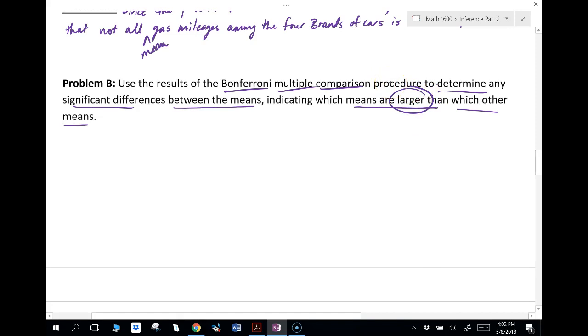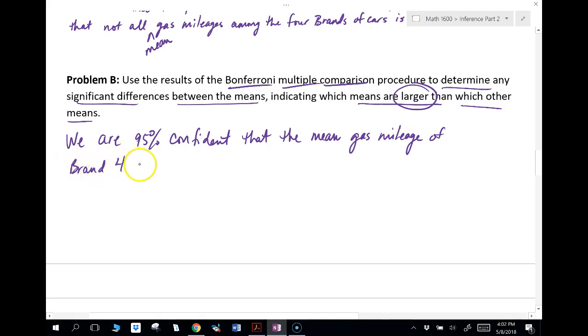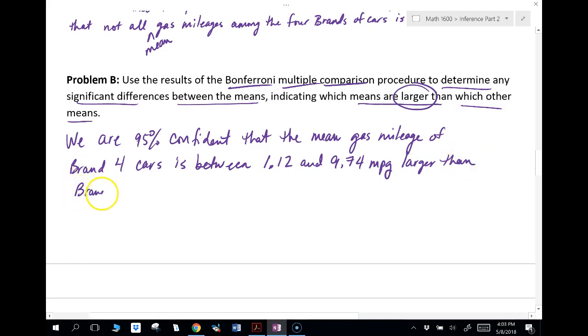So here's what we're going to say. We are 95% confident that the mean gas mileage of brand 4 cars is between 1.12 and 9.74 miles per gallon larger than brand 1 cars.